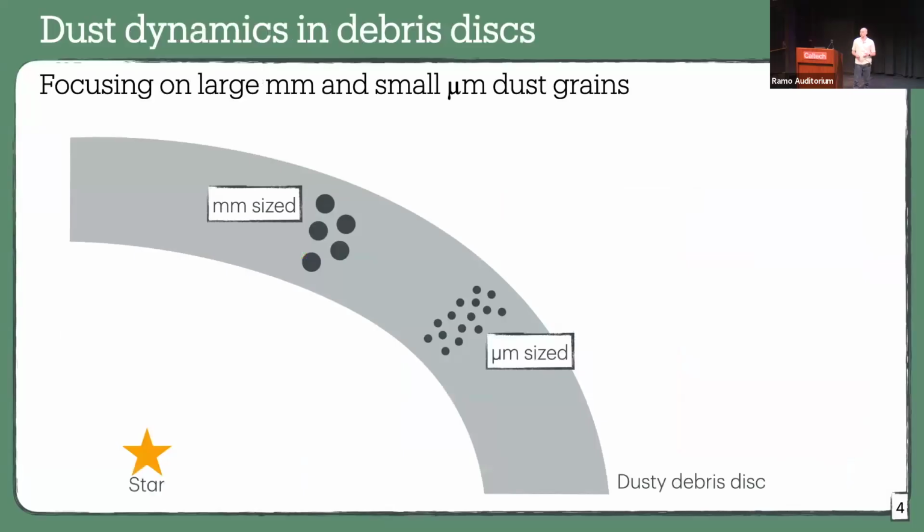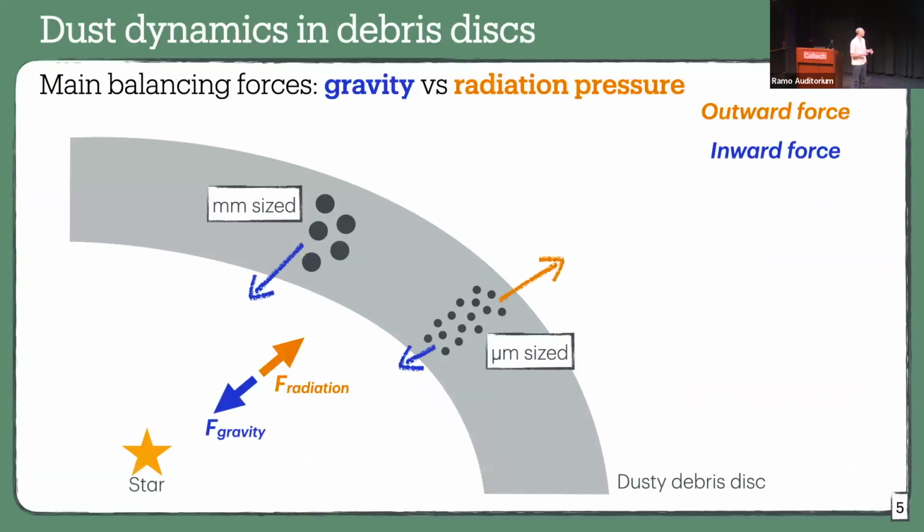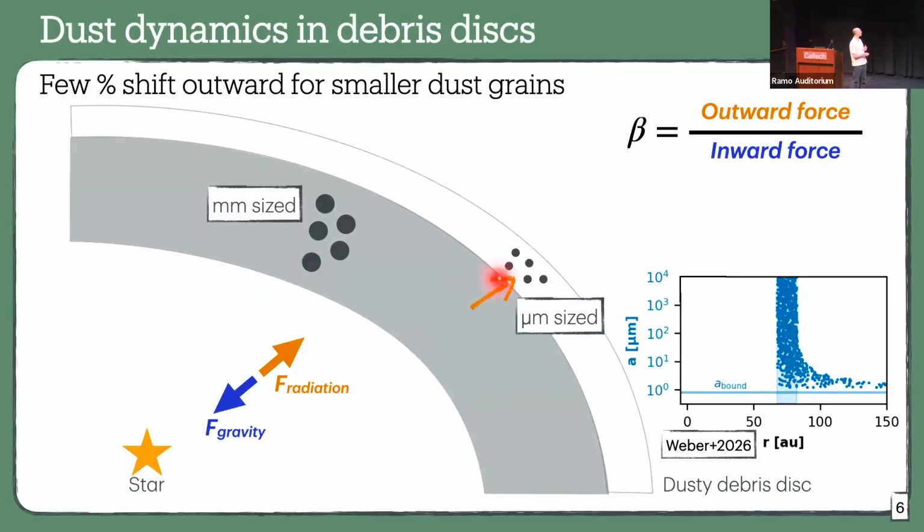Although our large and small grains come from the same parent population of planetesimals, they behave differently dynamically. So if we look at the two main forces that are going to govern the dust dynamics, we know that both our small and large grains are going to feel gravity, but when it comes to outward forces like radiation pressure, only our small grains are going to be affected by this. And so this leads to our small grains actually being shifted outwards by a few percent compared to our larger grains. This can also be seen in this small plot here where we have our peak density of grains as a function of grain size, where, again, our small grains are shifted outwards compared to our larger grains.